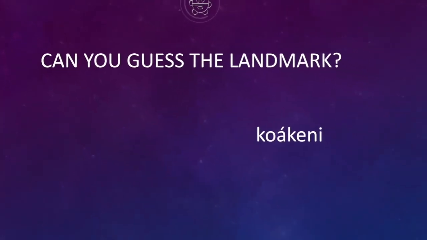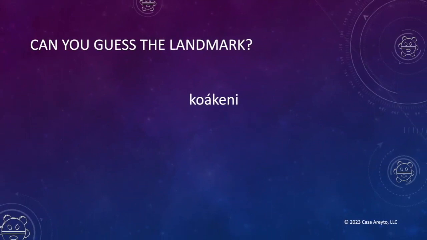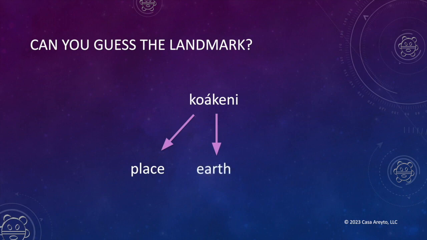Let's start with the first word, koakeni. Now let's break it down into its parts. Koa. What does that mean? That's right, it means place. Que. We learned that part before. It means earth. And ni, of course, it means water. So, can you guess what koakeni means?